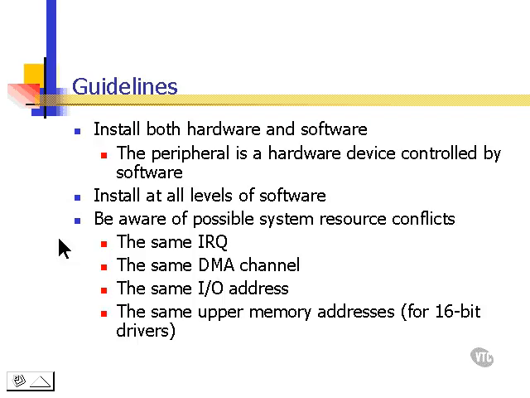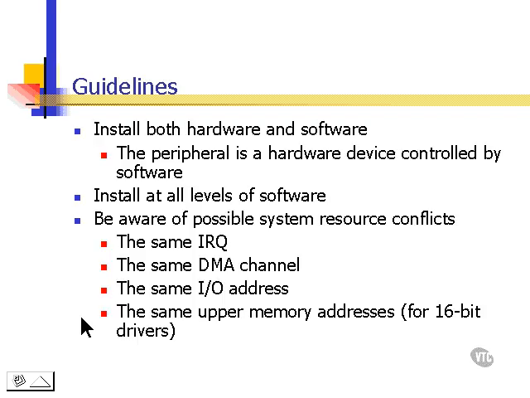And we need to be aware that we could have some resource conflicts. For example, a device might want the same IRQ as another device. It might want the same DMA channel or I/O address or upper memory address. It's possible for some devices to share an IRQ, but we have to set that up.